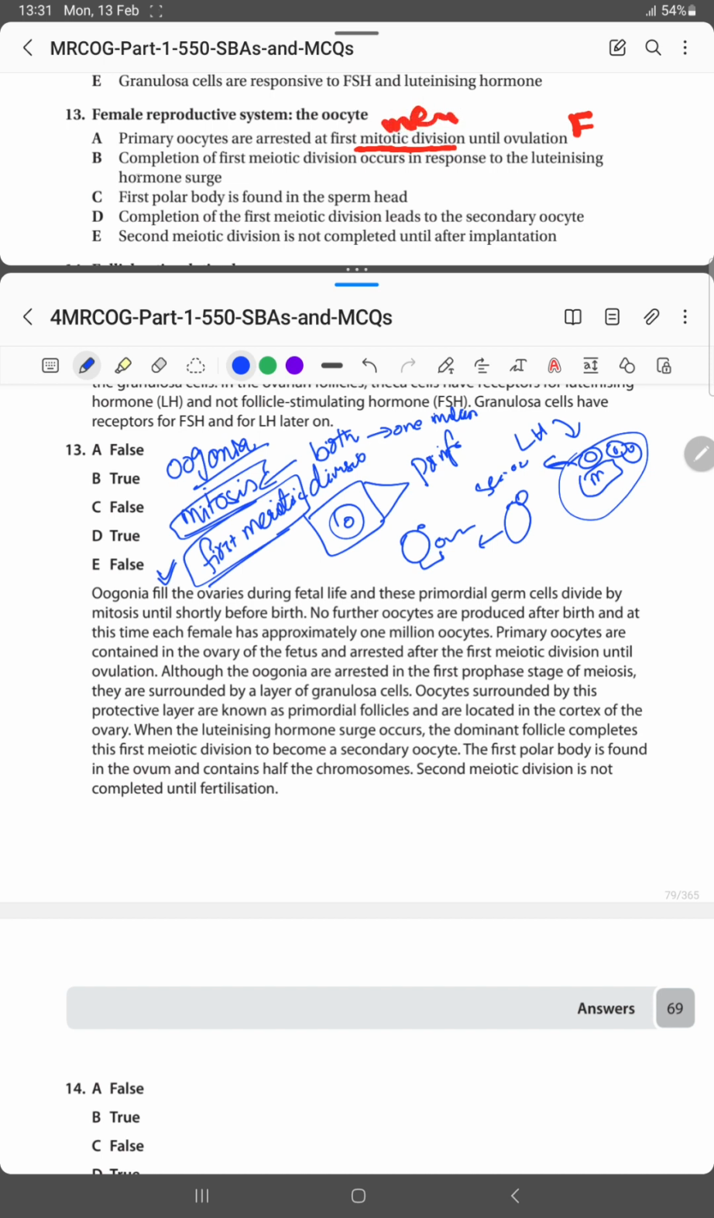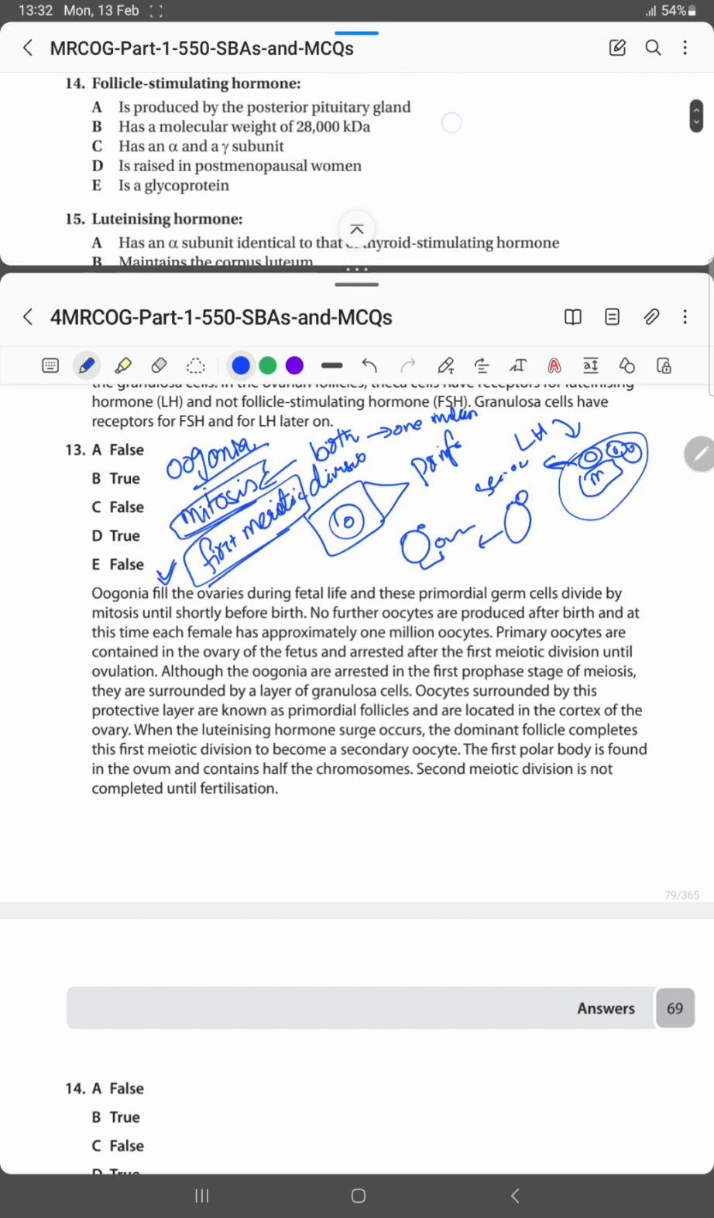The next option, the completion of the first meiotic division occurs in response to the luteinizing hormone. Yes, that is true. And the first polar body is found in the sperm head. No, it is found with the ovum, so this is false. Option D, the completion of the first meiotic division leads to the secondary oocyte. Yes, this option is true. And the second meiotic division is not completed until after implantation. This is false. The true answer is fertilization.